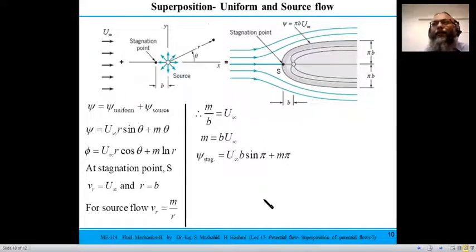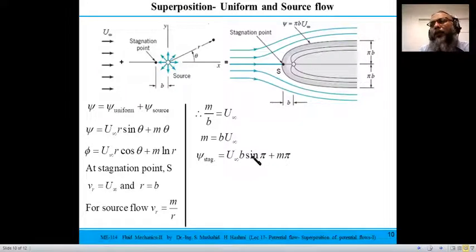Okay, next I can easily work out the expression for this streamline which is passing through the stagnation point, or the streamline which acts as a solid body. So in this equation, what I have done is I have substituted r equals b and theta equals 180, because theta is in radians, so pi would be 180. So when I substituted r equals b and theta equals pi, I end up with the expression for the stream function which is passing through the stagnation point, or that streamline which acts as a solid body.